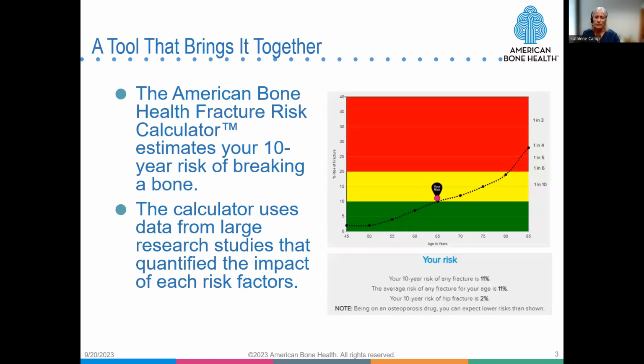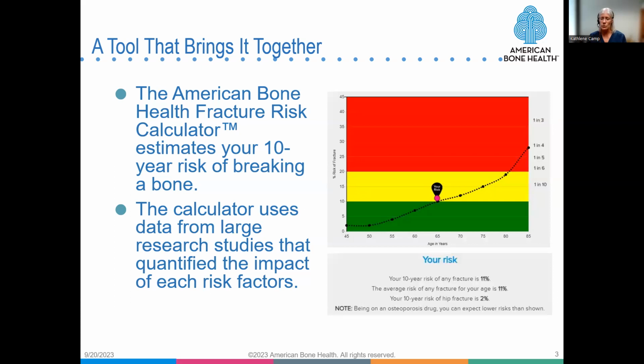So this tool, the American Bone Health Fracture Risk Calculator, uses data from large research studies that quantify the impact of each of the risk factors and is available on the American Bone Health website and will soon be moved to the Bone Health and Osteoporosis Foundation website as well. The fracture risk calculator estimates the 10-year fracture risk for postmenopausal women and men aged 45 and older who are not receiving treatment for osteoporosis.